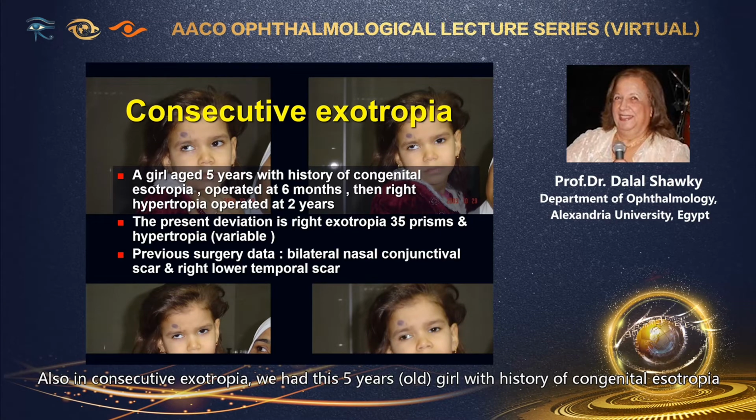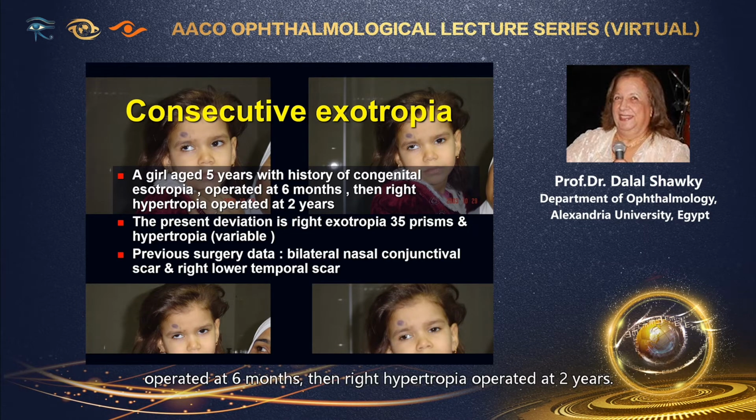Also in consecutive exotropia, we had this 5-year-old girl with a history of congenital esotropia, operated at 6 months, then right hypertropia operated at 2 years. The present deviation is right exotropia, 35 prisms, and hypertropia, which is variable.